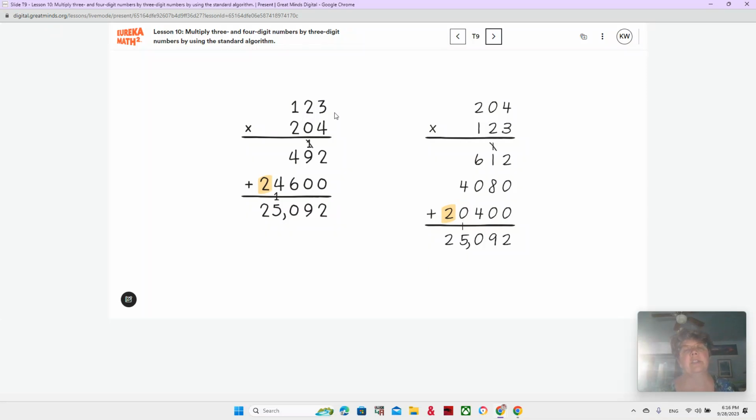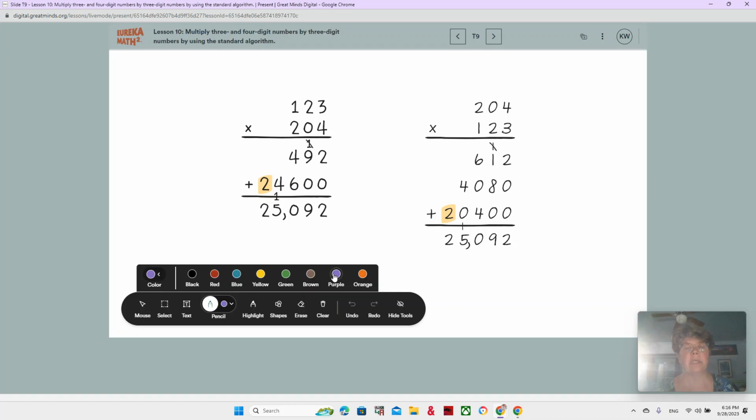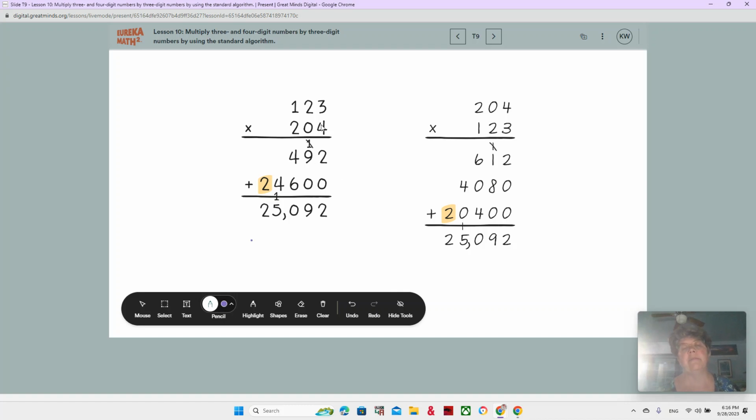Okay, and here we have 123 times 204 and 204 times 123. Let's check it out a little bit. Let's just go through it step by step, and you can check your work along the way. 4 ones times 3 ones is 12. 4 ones times 2 tens is 80 plus 1. 8 plus 1 is 9, right? And 4 times 1 is 4. Okay, so 492 is our first partial product.